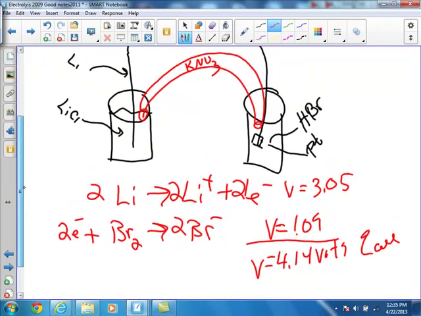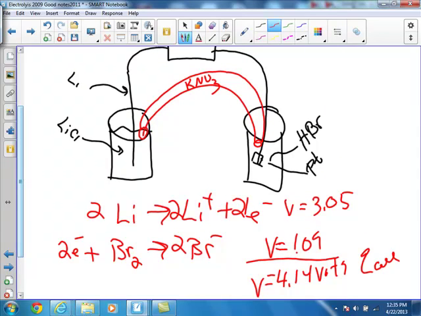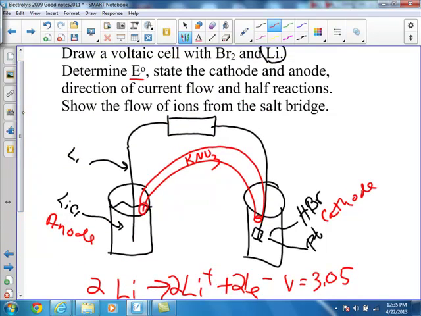So, which one of these is the cathode? Why? Because it gets the electron. And gaining of electrons is reduction, and reduction is the cathode, right? So the cathode is over here, which means by default this has to be the anode. Okay, what else do we need to do? Which direction are the electrons going to flow? Li to Br. Correct. The electrons are going to flow this direction. That's the flow of electrons.